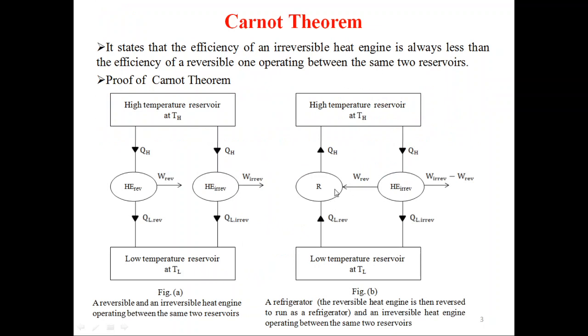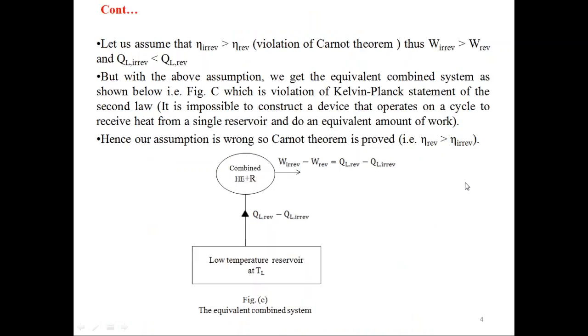And we are saying out of this W irreversible, we are supplying W reversible to the refrigerator. So the net value will be W irreversible minus W reversible. So this will be the net amount of work done, which is the violation of Kelvin-Planck statement of second law. It is impossible to construct a device that operates on a cycle to receive heat from a single reservoir and do an equivalent amount of work.